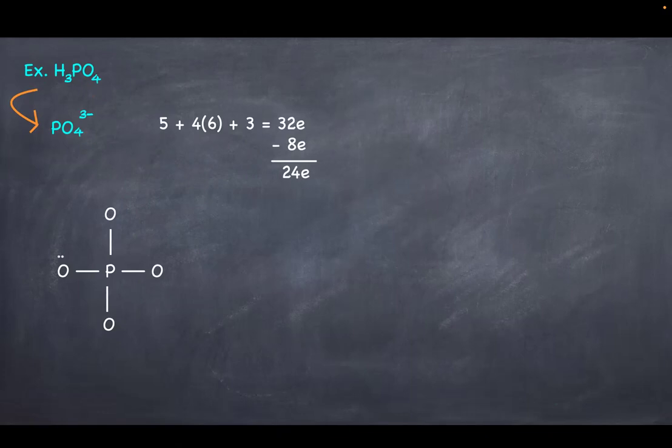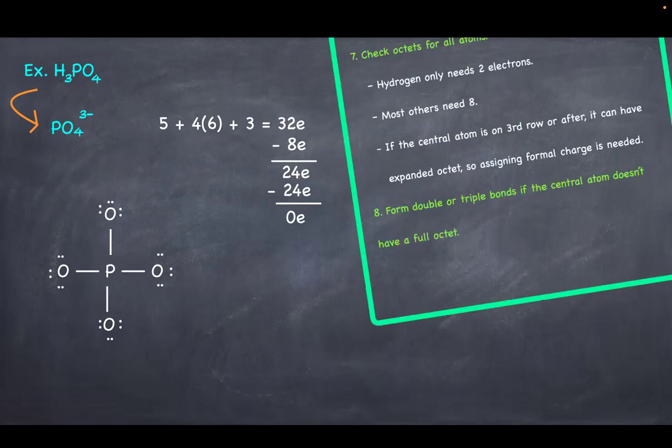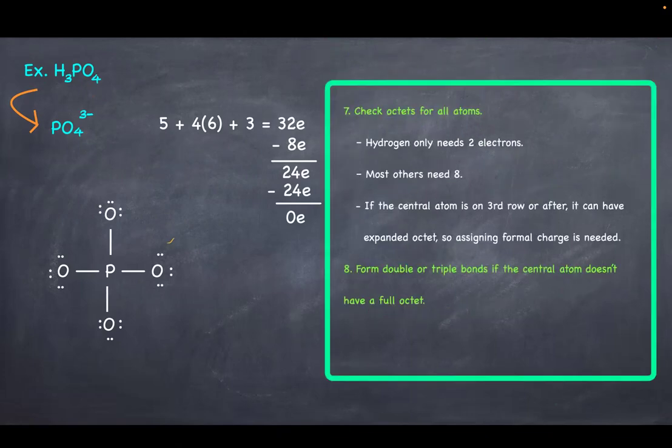We start putting lone pairs on the outside oxygens first. So 6 here, 6 here, 6 here, and 6 here. So we're left with no electrons. Now it's time for check. So in terms of octet, all these oxygens are good. And then phosphorus is also good.